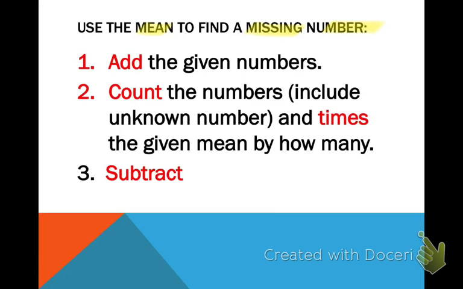Alright, so the first step is we add the given numbers. The second step is we count the numbers, and we have to include the unknown number, and times the given mean by how many we just counted, and subtract. I will tell you right here, this is the biggest mistake people make: they forget to include the unknown number. So let's practice this together.